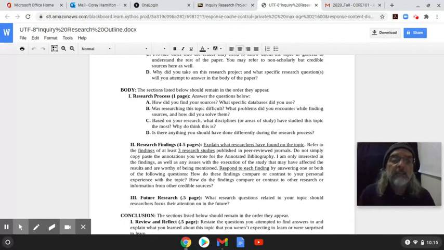And then finally, in your last paragraph under research process, you would talk about what you would have done differently, if anything. That is okay. And then your next subheading is going to be your research findings. So this will be the longest section and the meatiest section, as we might say.